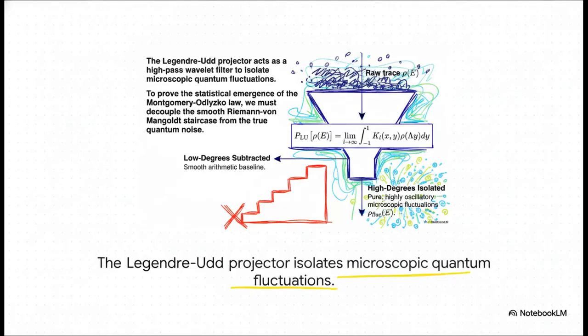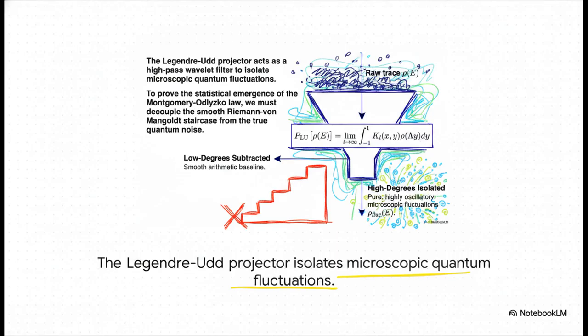So, we have our operator. But when we push this system to extreme high frequencies, the semi-classical limit, things get wild. The arithmetic zeros become incredibly dense and turbulent. It's pure chaos. To prove the statistical emergence of this system, we bring in the Legendre projector.